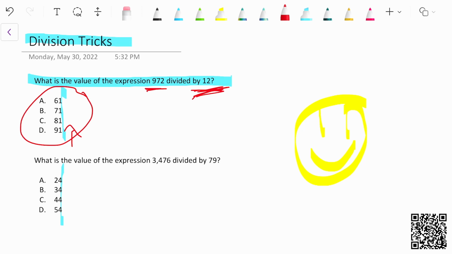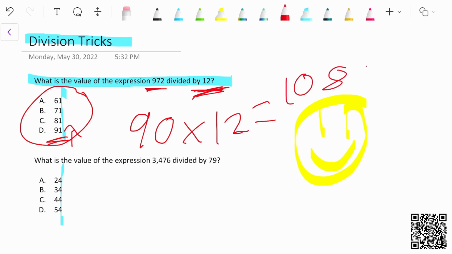So let's look at D. Let's change it to a number that's very close to it, which is 90. So we now have 90 times 12, which equals 1080. And I remind you that we got rid of this 1 over here, and it's still bigger than 972. That is a big number. So it can't be D because that is way too big.